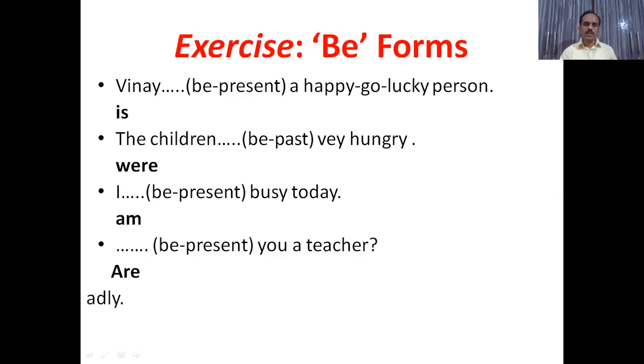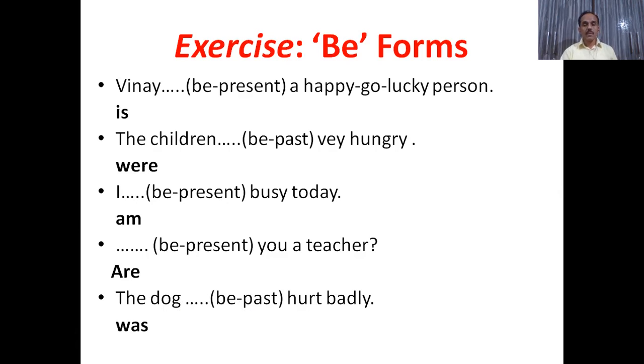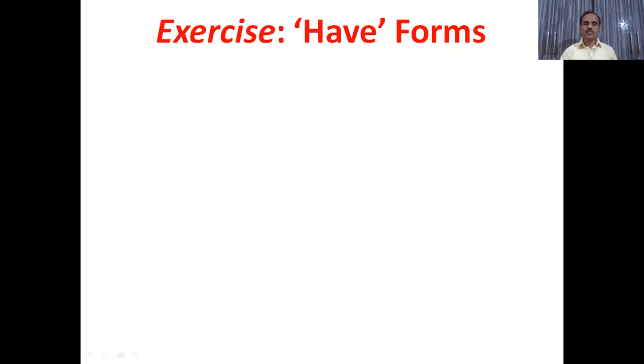Good. Look at the last example. The dog be past hurt badly. Be past, the past tense of the be form. Think, the dog, singular, tense is past, be form. Yes, you are right. Check your answer. The dog was hurt badly. Okay, so let us move to the next slide.